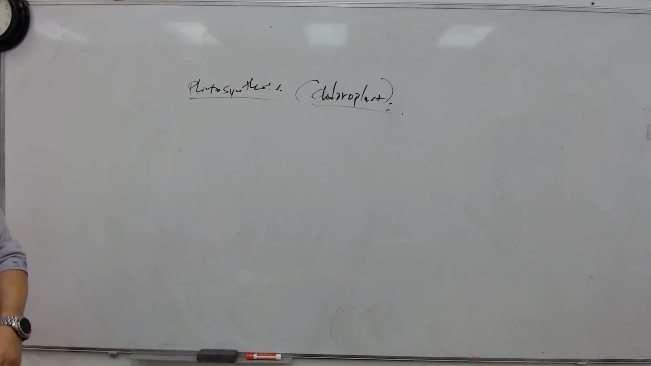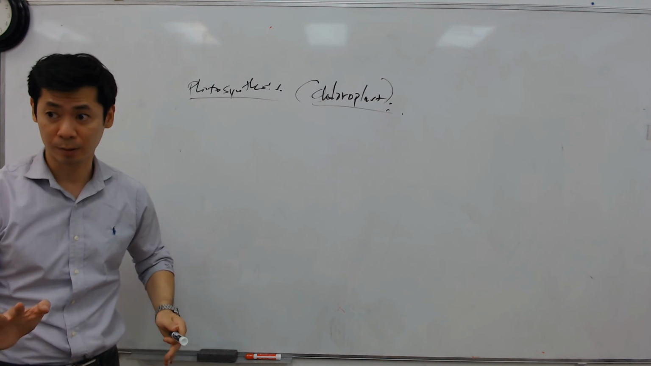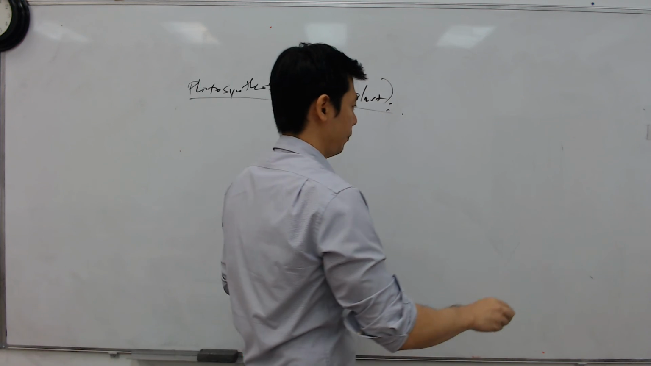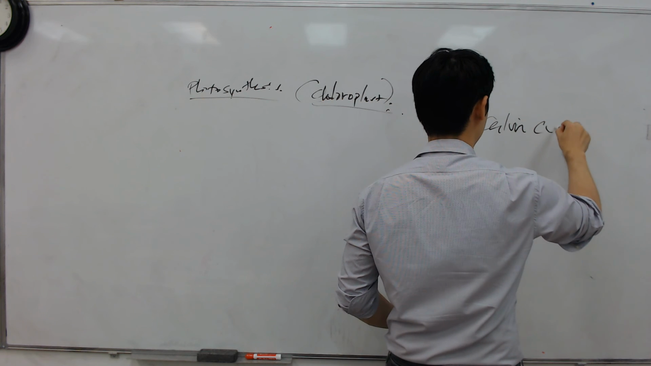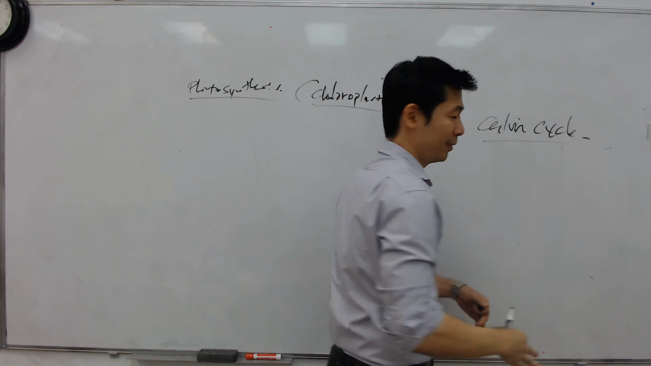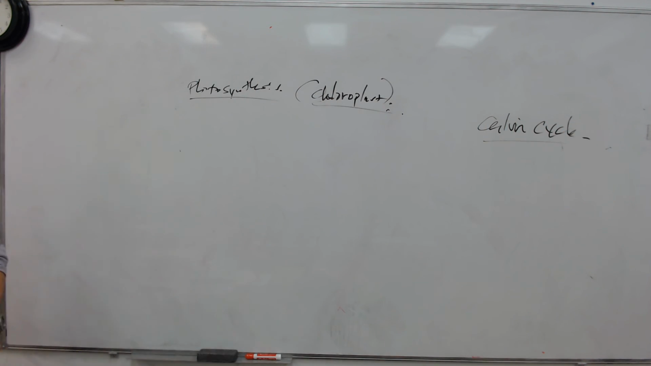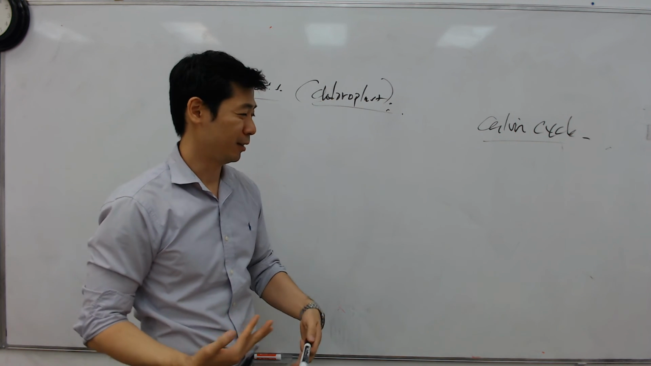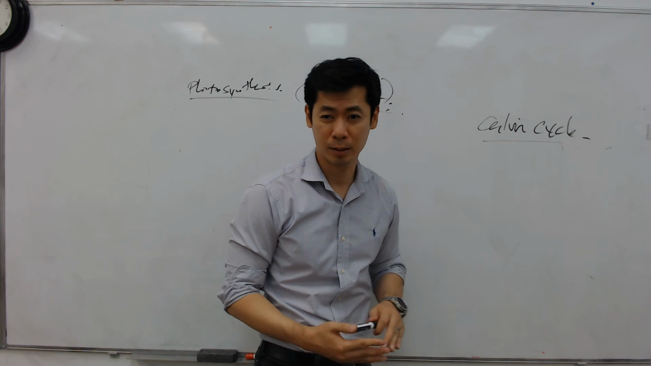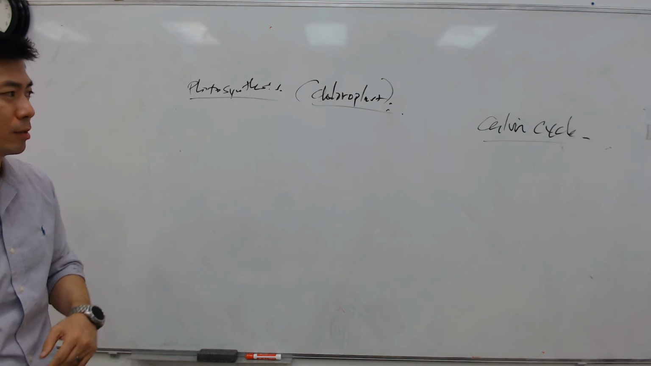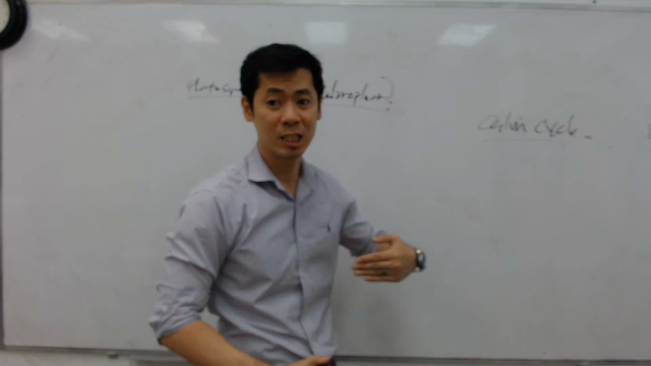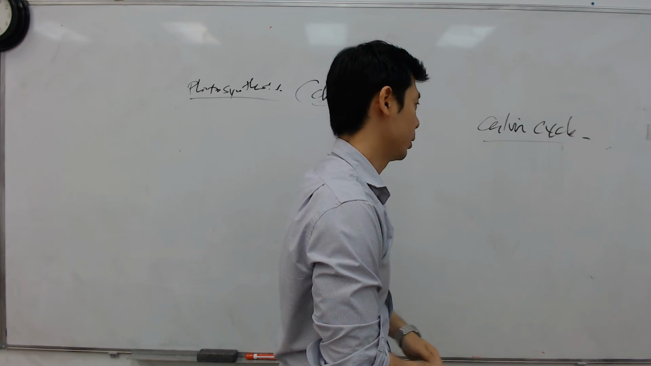So let's talk about how they can produce the glucose. Let's take a look at that first. There's a cycle called the Calvin cycle. High level right now, nothing too crazy. Back in the day, they used to call this the dark reaction, but nowadays they call it the light-independent reaction, which is basically the Calvin cycle.